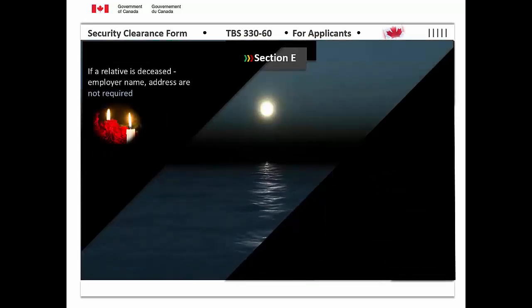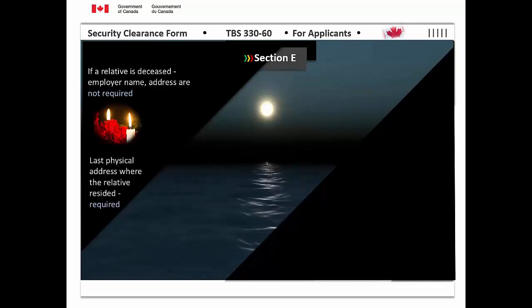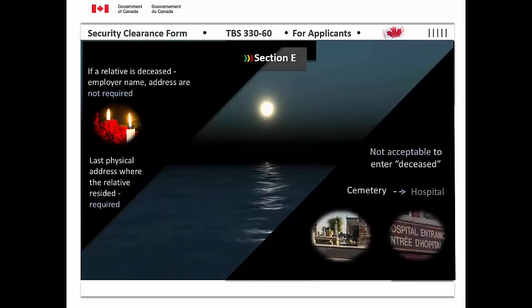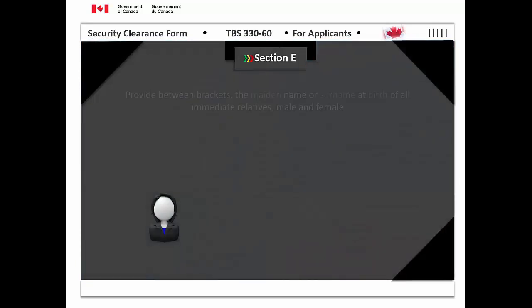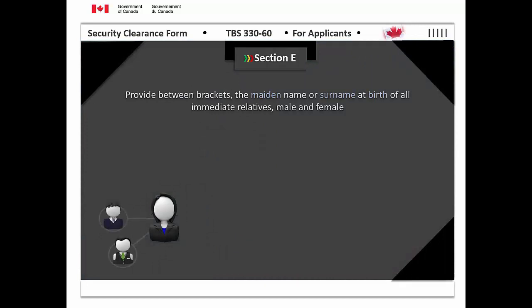If a relative is deceased, their employer name and address are not required. However, the last physical address where the relative resided is required. It is not acceptable to enter deceased, cemetery, or hospital. Make sure to provide, between brackets, the maiden name or surname at birth of all immediate relatives, male and female.